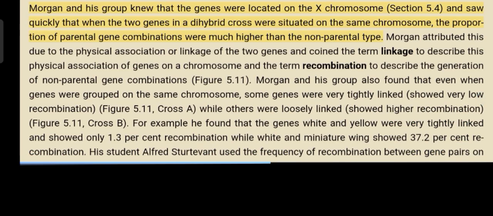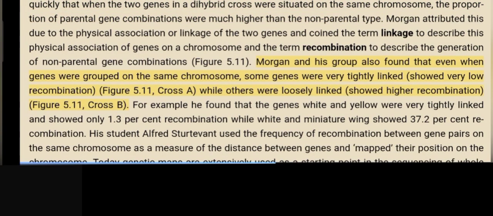Morgan and his group knew that the genes were located on the X chromosome (section 5.4) and saw quickly that when the two genes in a dihybrid cross were situated on the same chromosome, the proportion of parental gene combinations was much higher than the non-parental type. Morgan and his group also found that even when genes were grouped on the same chromosome, some genes were very tightly linked and showed very low recombination (Figure 5.11, cross A), while others were loosely linked and showed high recombination (Figure 5.11, cross B). For example, he found that the genes white and yellow were very tightly linked and showed only 1.3% recombination, while white and miniature wing showed 37.2% recombination.